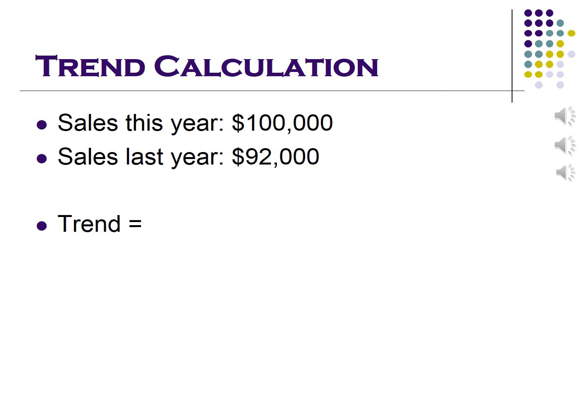So let's take a look at an example problem. Let's say sales this year was $100,000 and sales last year was $92,000. And we want to calculate trend in net sales between last year and this year. Okay, let's pause the video for a second and solve this problem and then resume the video.